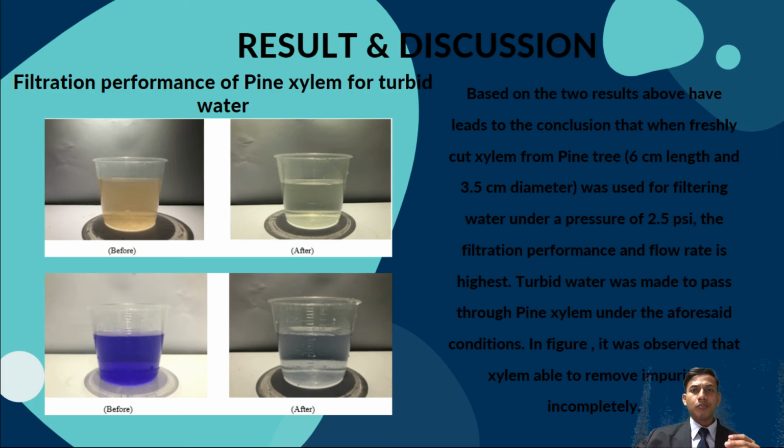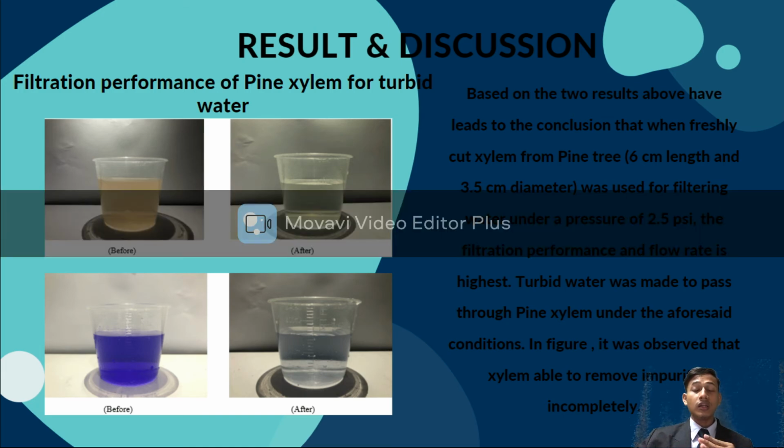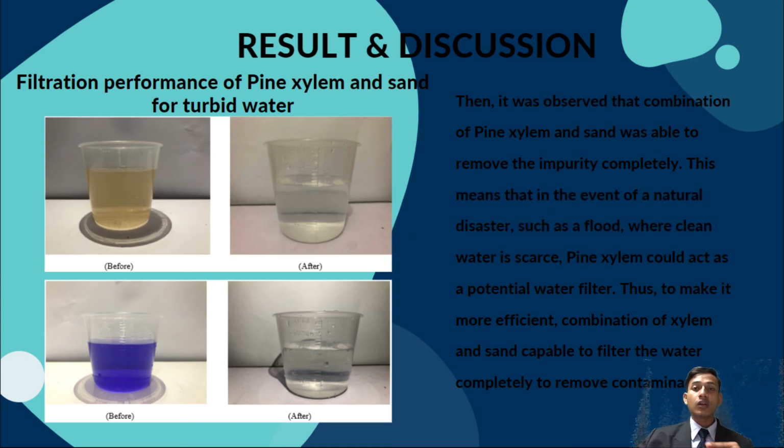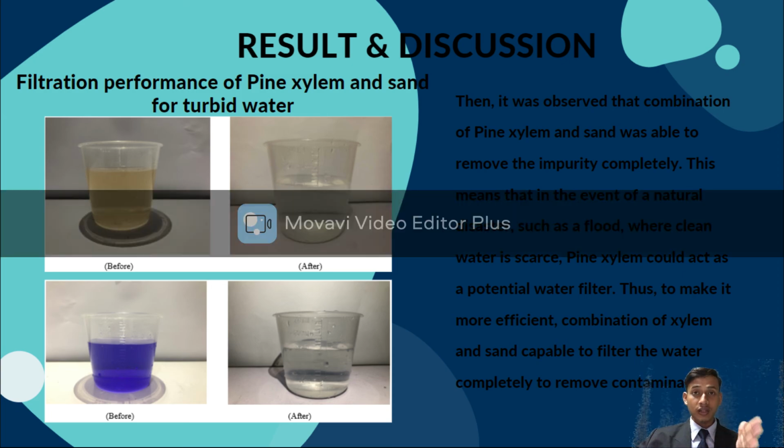The turbid water was made to pass through pine xylem under the aforesaid condition. In the figure, it was observed that xylem was able to remove impurities incompletely. While in this figure, it was observed that the combination of pine xylem and sand was able to remove the impurities completely. This means that in the event of a natural disaster such as a flood, where clean water is scarce, pine xylem could act as a potential water filter. Thus, to make it more efficient, a combination of xylem and sand is capable of filtering the water completely to remove contaminants.